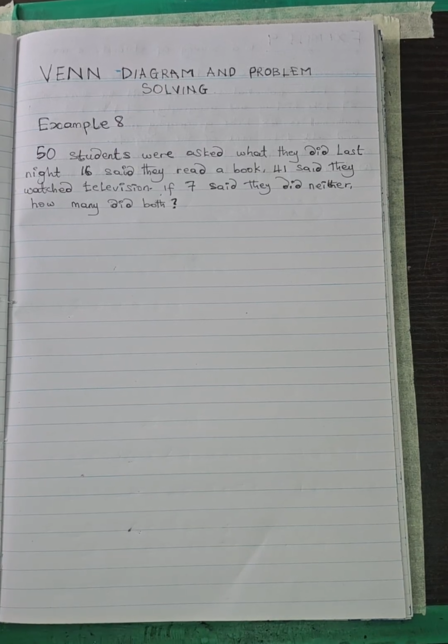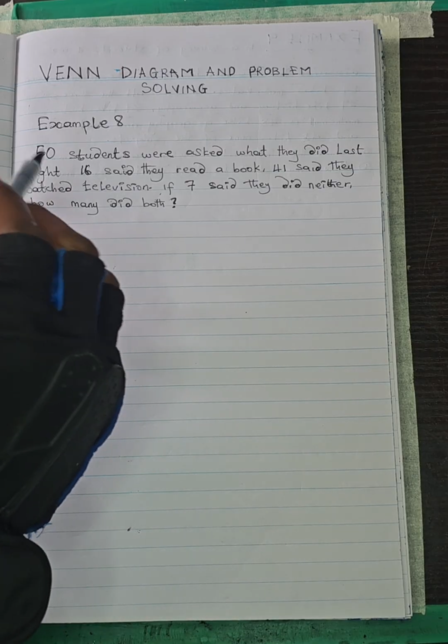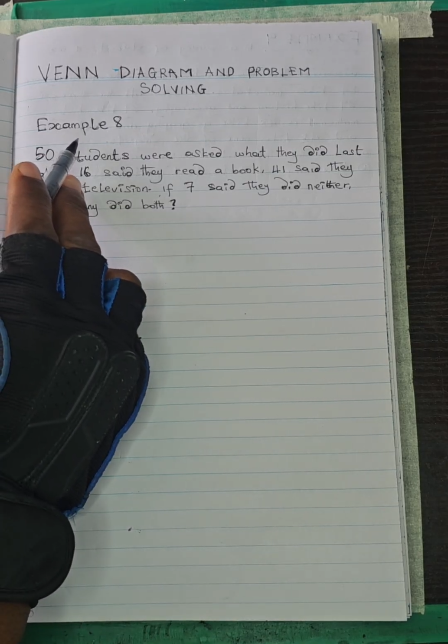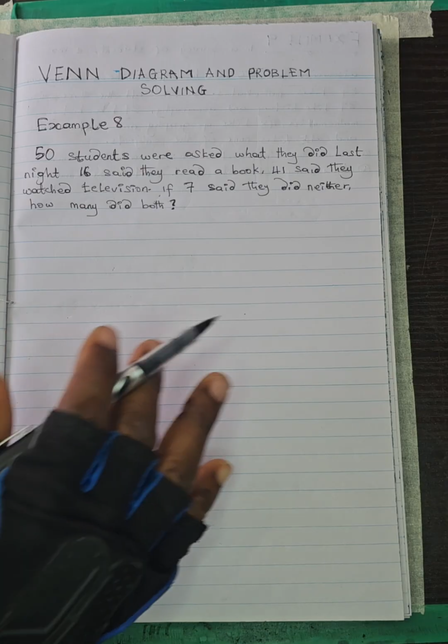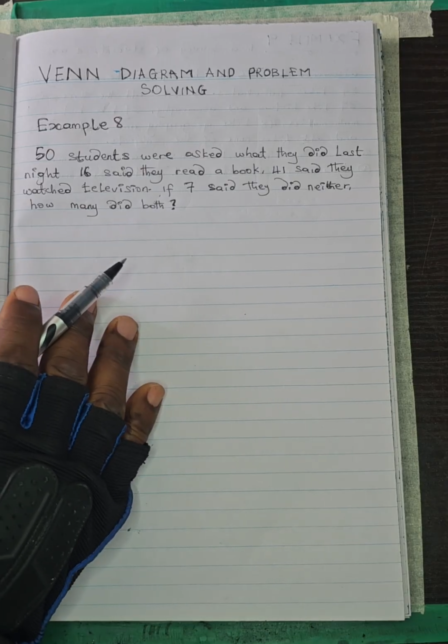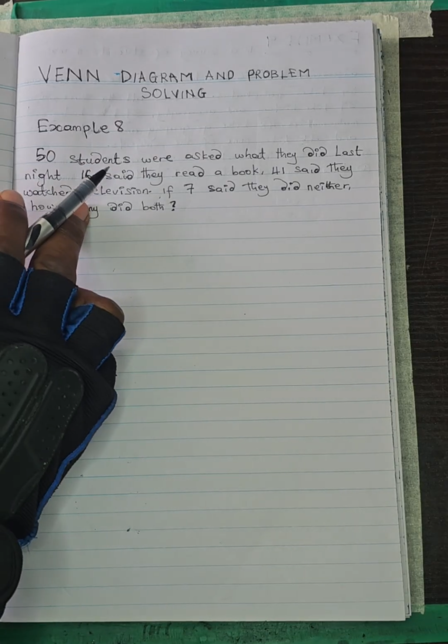We are going to deal with Venn diagrams and problem solving. So this is like a word problem in sets. Pay attention while we go through it. First, we are starting with example 8. There are some mathematical problems that you can solve with sets and Venn diagrams. So these are one of them.